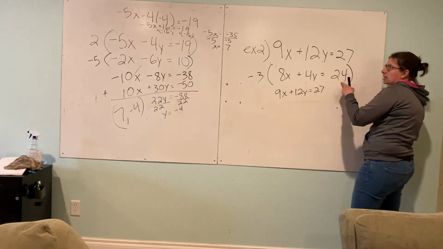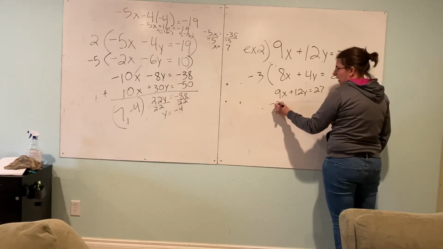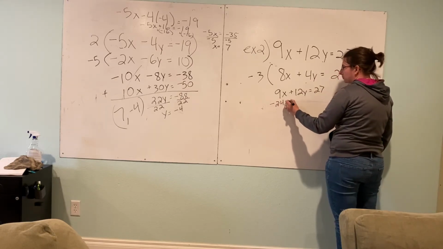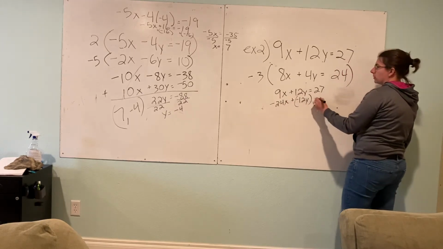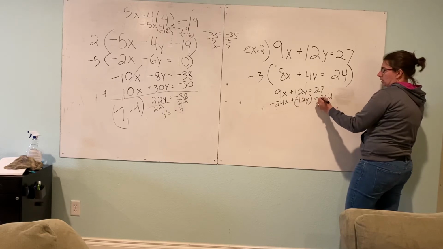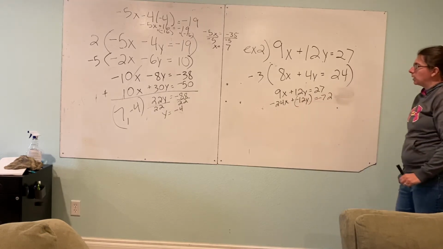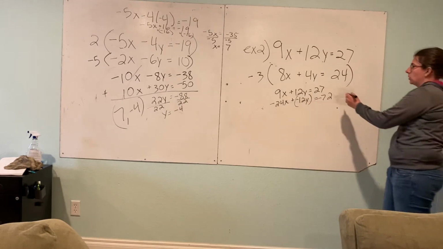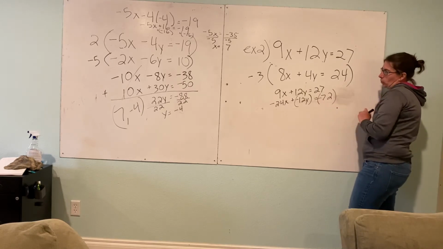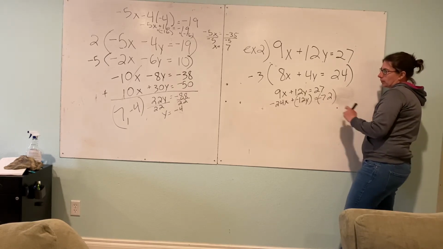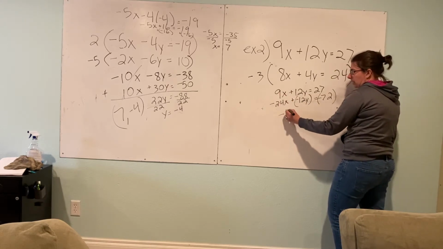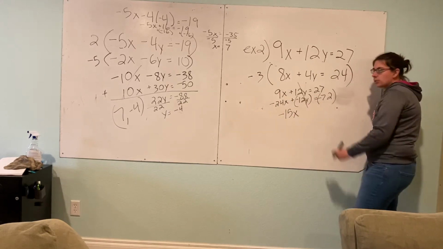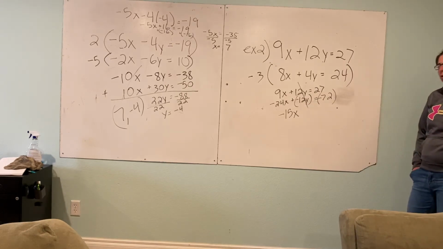Multiplying everything in this equation by negative 3. So we've got to pay attention to negative signs. Negative 24x plus negative 12y equals negative 72. So positive and a negative. When we add those together, it's going to be a negative 15x. Pow! Those 12s head out, because you have a 12y and a negative 12y.